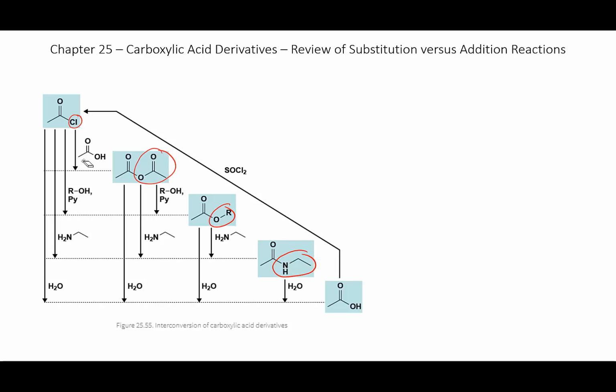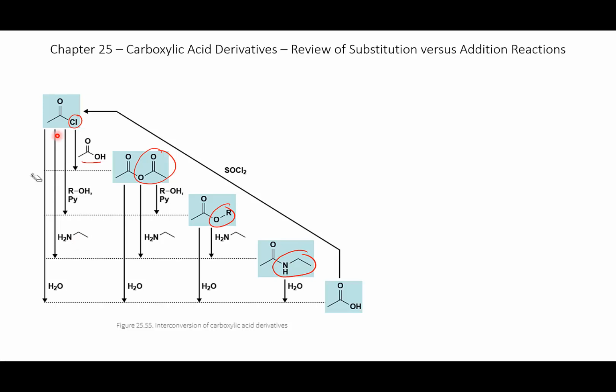How do you make an anhydride? React the acid chloride with carboxylic acid, although we would prefer using an O- here. How do you convert an acid chloride to an ester? Use an alcohol with pyridine. How do you convert it to an amide? Use the amine. And I would use pyridine there as well.